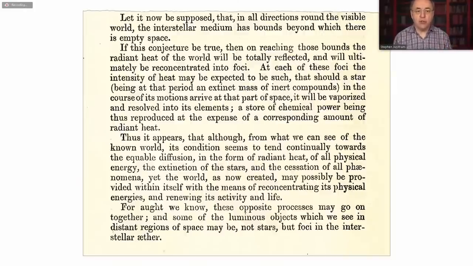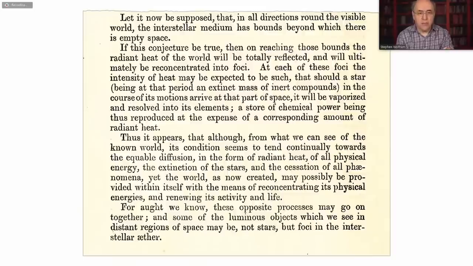If this conjecture be true, then on reaching those bounds, the radiant heat of the world will be totally reflected. We're in a raindrop, and the light is hitting the edge of the raindrop, and it's being totally internally reflected. And he says the heat of the world will be totally reflected and will ultimately be reconcentrated into foci. At each of these foci, the intensity of heat may be expected to be such that should a star, being at that period an extinct mass of inert compounds, in the course of its motions arrive at that part of space, it will be vaporized and resolved into its elements, a store of chemical power being thus reproduced at the expense of a corresponding amount of radiant heat.